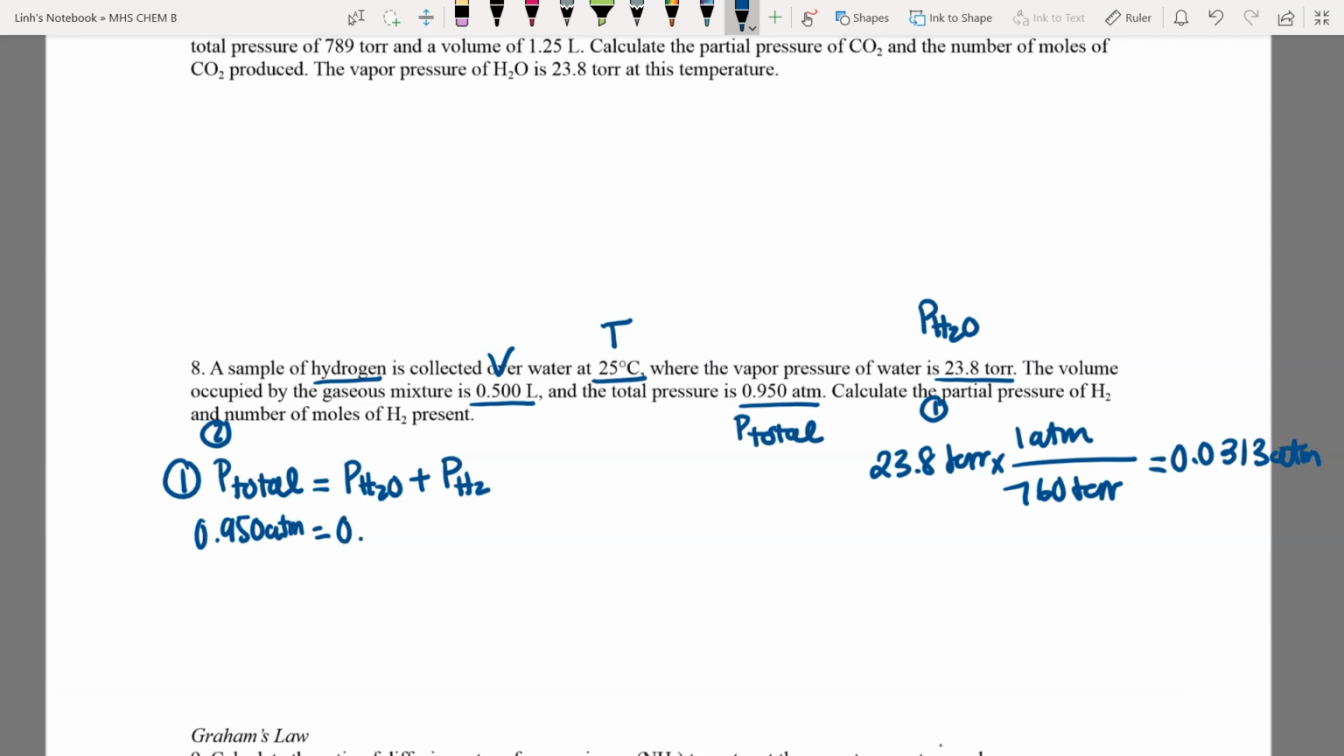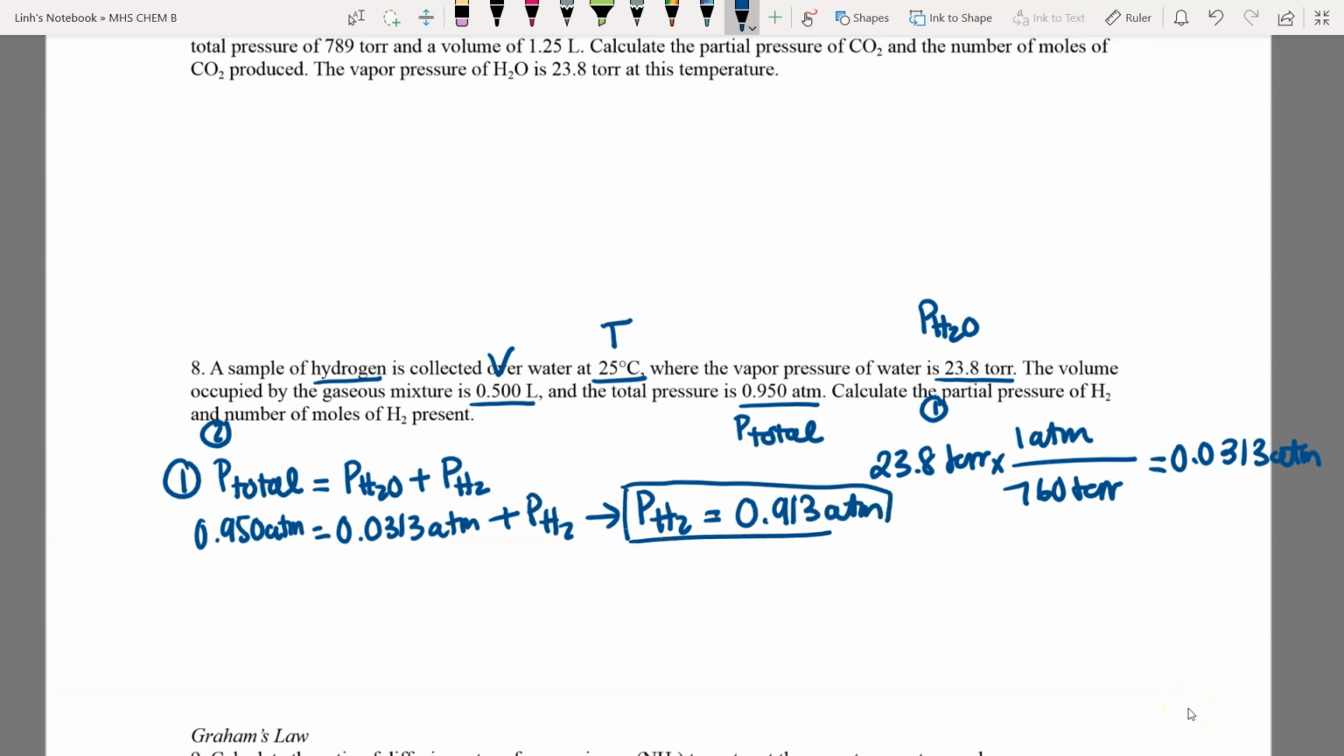So I'm going to plug this in here, and I have my partial pressure of H2 left. After just doing a little algebra, the partial pressure of H2 should give me 0.0918 atm. I'm going to box it now because that answers my first question, which is the partial pressure of H2. I'm going to give it a check mark, saying that I'm already done with that.